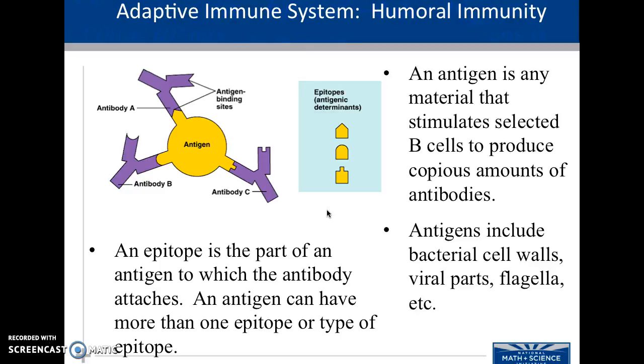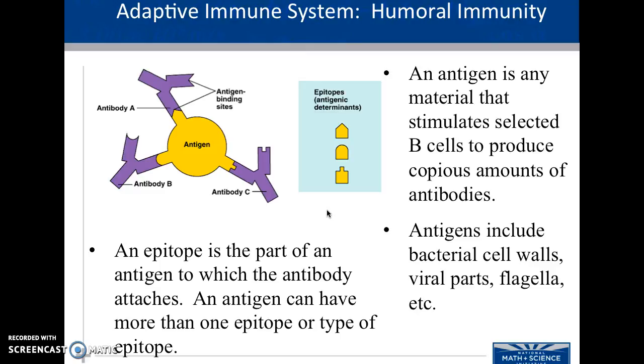So when we talk about the idea of a pathogen versus an antigen, the pathogen is the infecting material itself. The antigen is the label on it that will create the response in the B cells. Antigens include bacterial cell walls, viral parts, flagella. It is not the actual bacteria, but it is the cell wall of that.